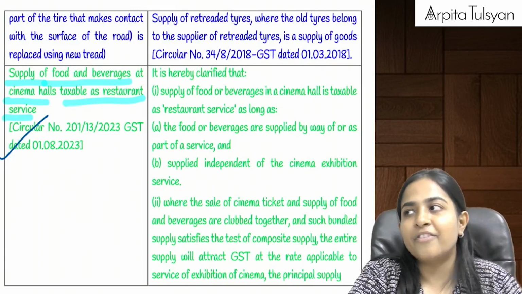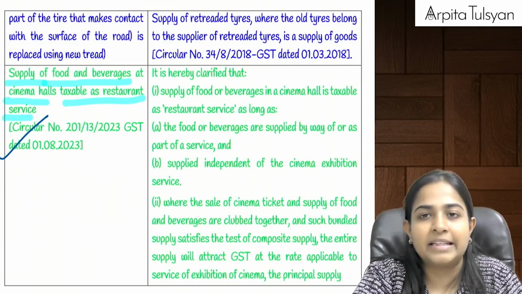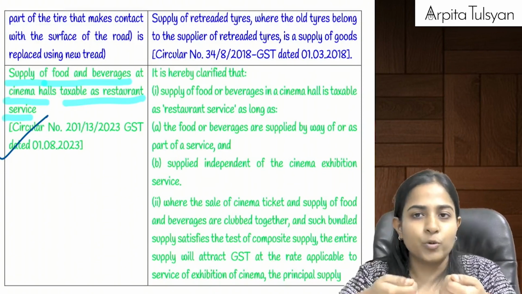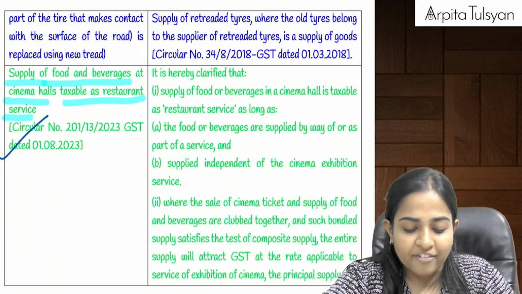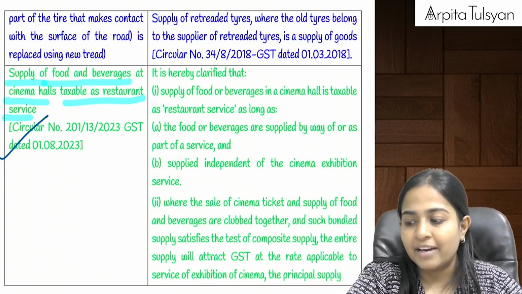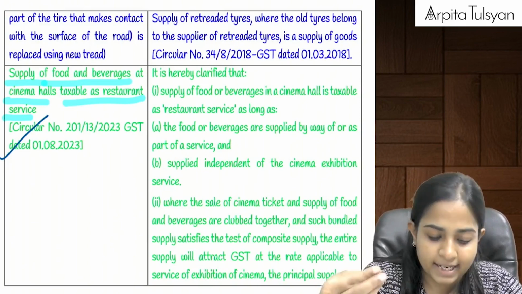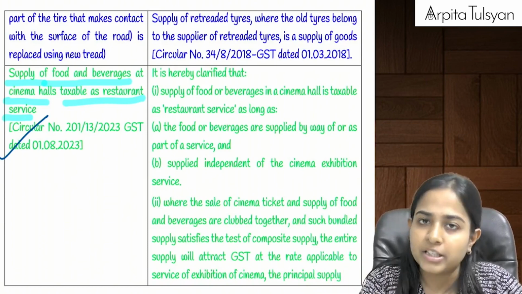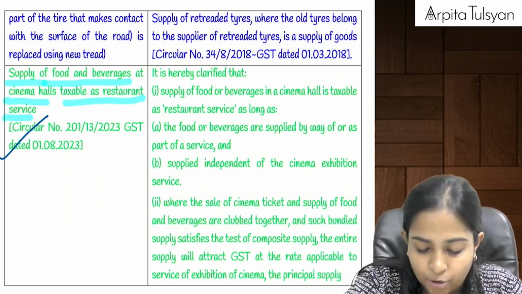Now listen, whenever you go to watch a movie in a theater, the most important thing that you do is purchase the movie ticket. When you are purchasing the movie ticket, can we say the cinema hall is providing you the service of exhibition of cinema? So they collect the GST from you and then they pay it to the government, normal.